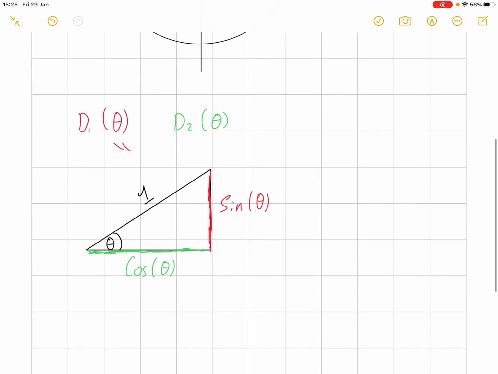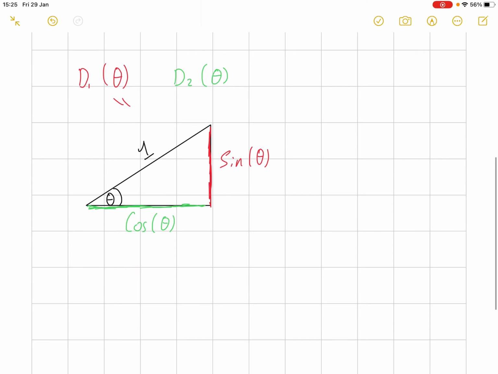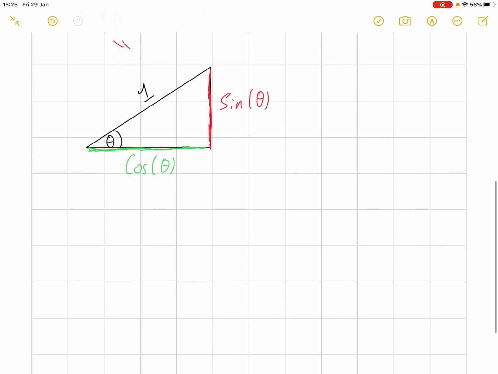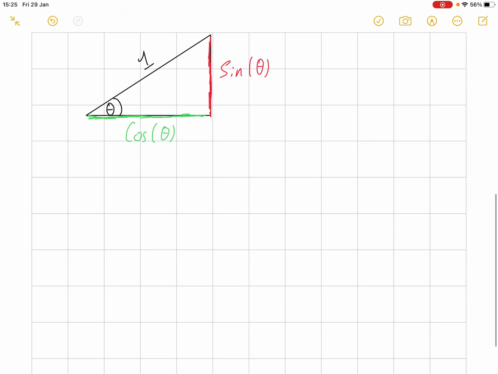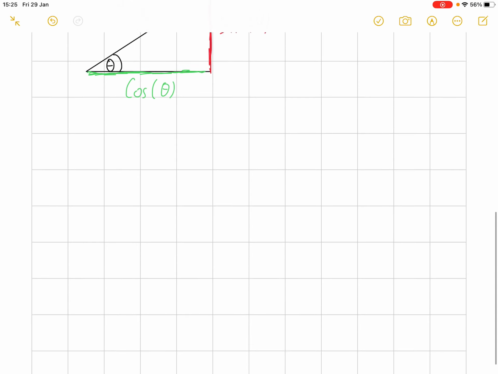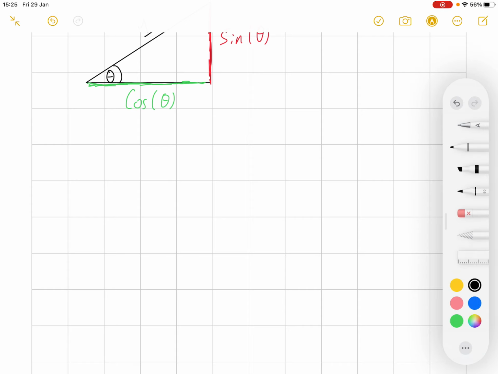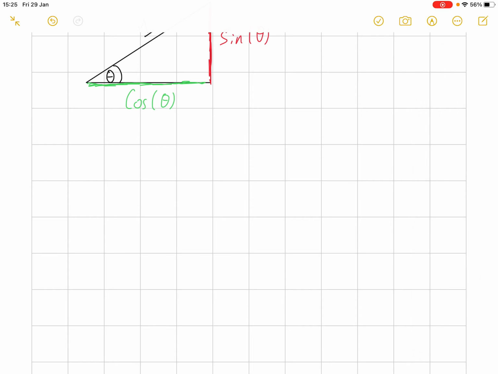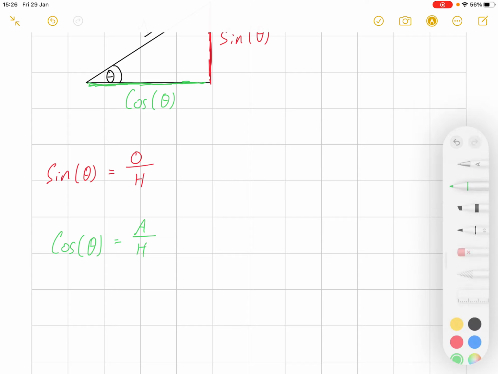So we have sine theta, cosine of theta. You may or may not have come across this yet, but you can already calculate these using the following formulae. We have that sine of theta is equal to the opposite divided by the hypotenuse, and cosine of theta is equal to the adjacent divided by the hypotenuse. These are the more general forms.